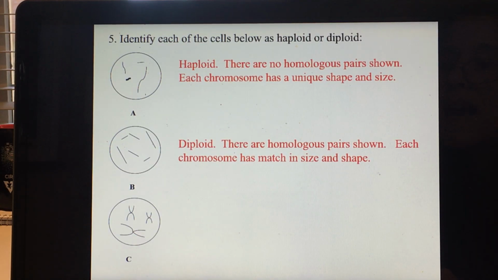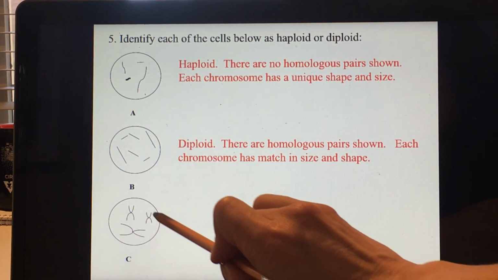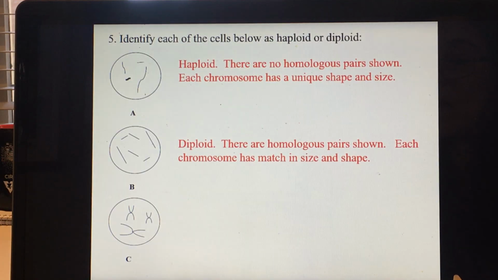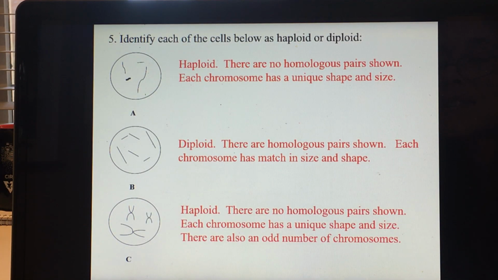Cell C has 3 chromosomes. If you have an odd number of chromosomes, the cell can't be diploid. So this one's a little bit more obvious, but still you have a small, a medium, and a large chromosome, and 1 of each type of chromosome. So that cell would be haploid. There are no homologous pairs shown. There's also an odd number of chromosomes.